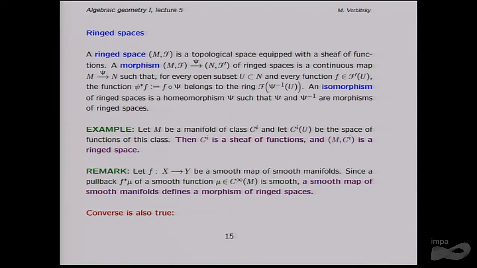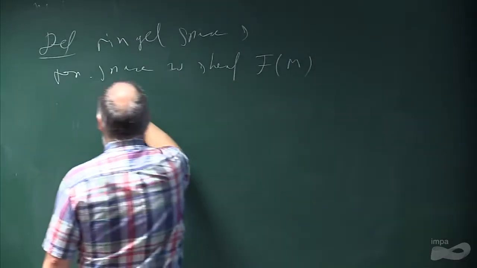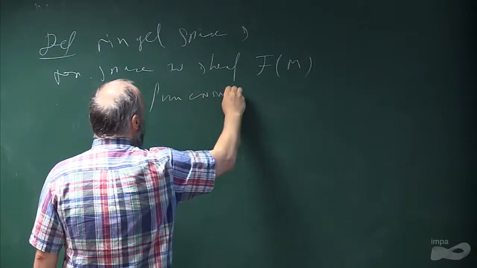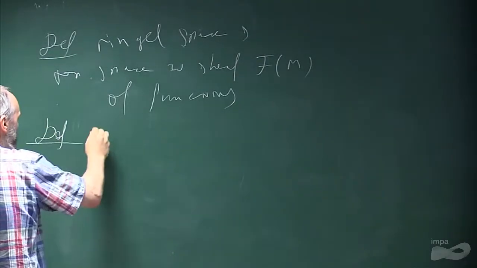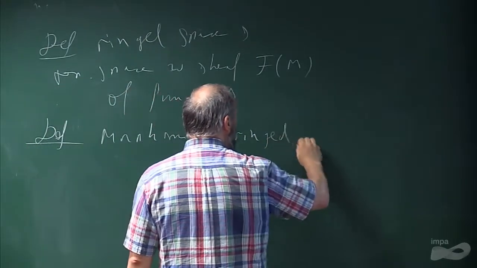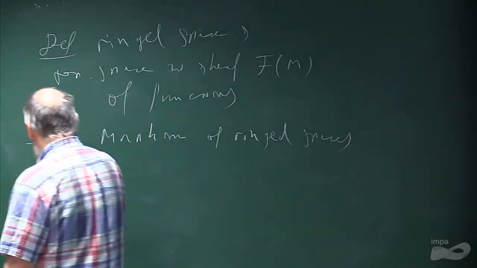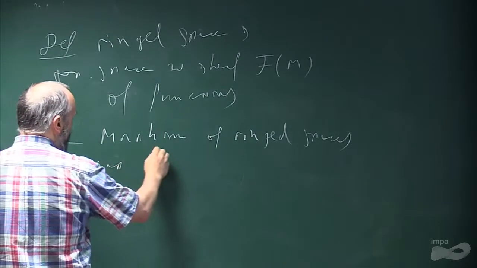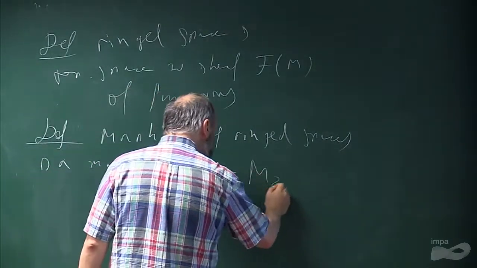But as long as you work over C, it doesn't matter. So definition: a ringed space is a topological space with a sheaf of functions. Now definition: a morphism of ringed spaces is a map M1 to, say, M2, which is continuous.